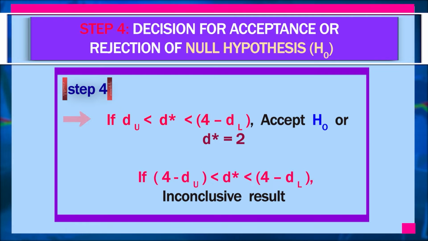But if D lies between these two ranges, then D is equal to 2. So the computed value of the D statistic is exactly equal to 2, which means rho is 0, and that means autocorrelation is not present. And finally, we have the inconclusive result when D star lies between the lower and the upper limits. So we cannot say whether we reject or accept.